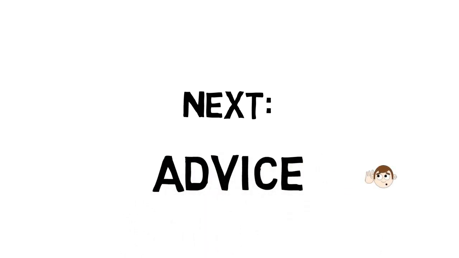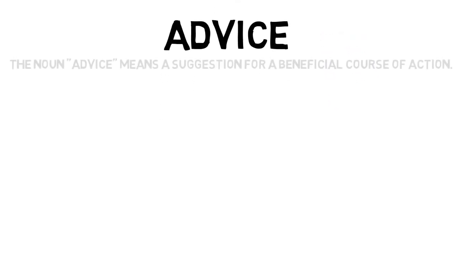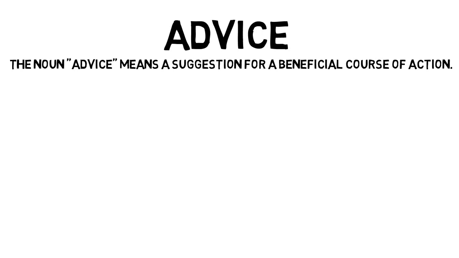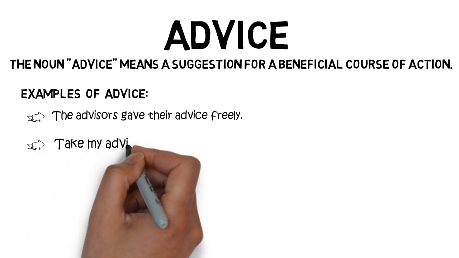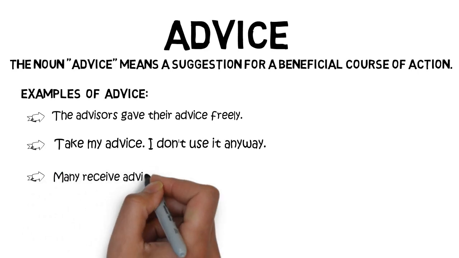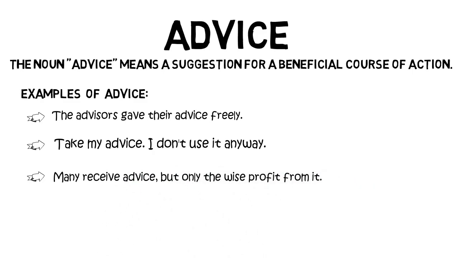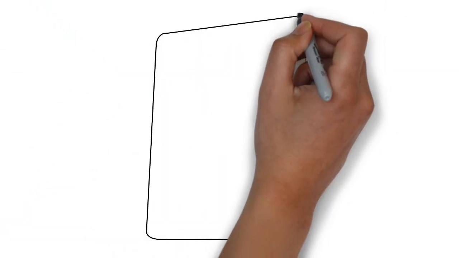Next, let's look at the C version. So this rhymes with mice or ice. The noun advice means a suggestion for a beneficial course of action. Here are some examples with advice. The advisors gave their advice freely. Take my advice. I don't use it anyway. Many receive advice, but only the wise profit from it. So the noun, the C version, rhymes with ice.